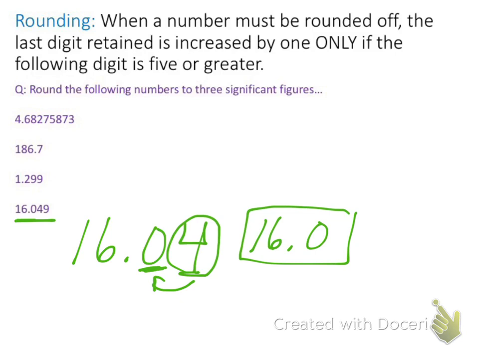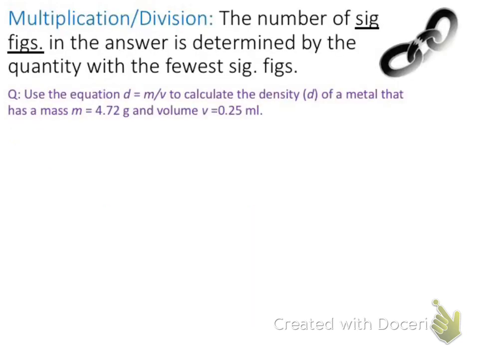16.0. And now that you're adept at rounding, let's actually do some multiplication and division. The number of significant figures in your final answer is going to be determined by the quantity with the fewest sig figs. So the way I approach these problems is by beginning to simply set up the math, then I'm going to look at sig figs at the very end.